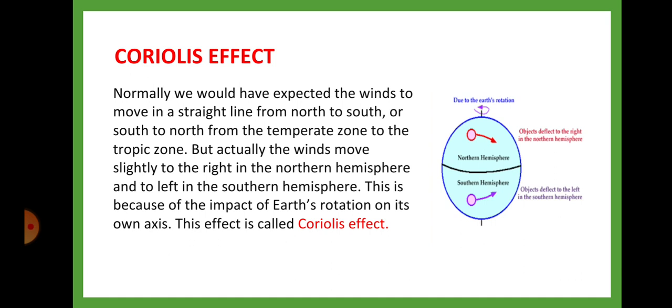Coriolis effect. Normally we would have expected the wind to move in a straight line from north to south or south to north, from the temperate zone to the tropic zone. But actually the wind moves slightly to the right in the northern hemisphere and to left in the southern hemisphere. This is because of the impact of Earth's rotation on its own axis. This effect is called Coriolis effect.